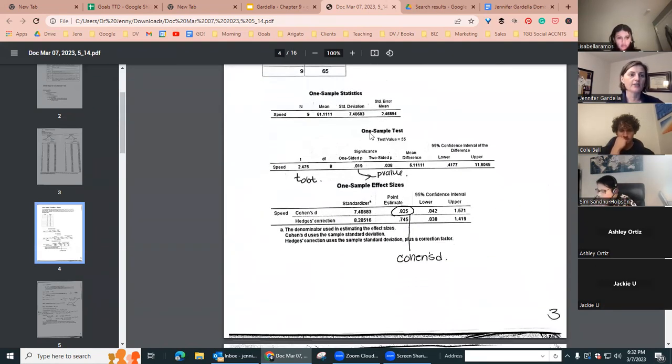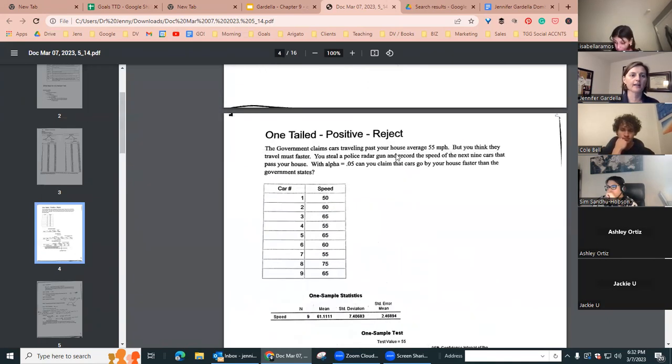This is the one sample t-test. SPSS has now run the one sample t-test for you. This is important, and you will see in my notes, we are comparing our results with a mean of 55.